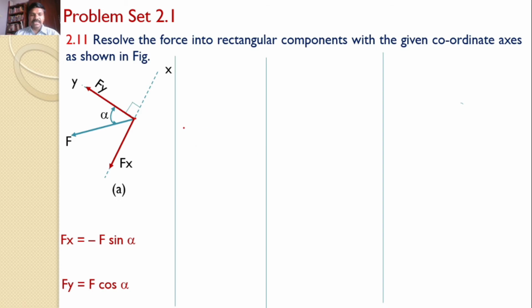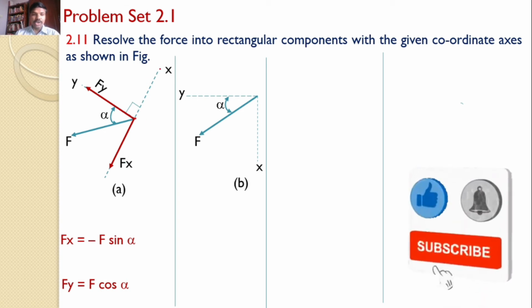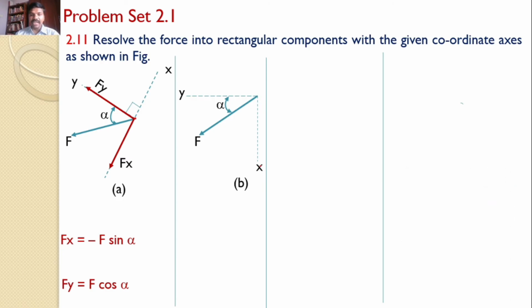Let us take sub-problem B. Here, the force F makes an angle alpha with the y-axis. Absolutely the same problem compared to the previous problem. But the difference is, there x was given as positive upwards, but now the positive x-axis is given in the downward direction. Hence, the components of the force are Fx and Fy.